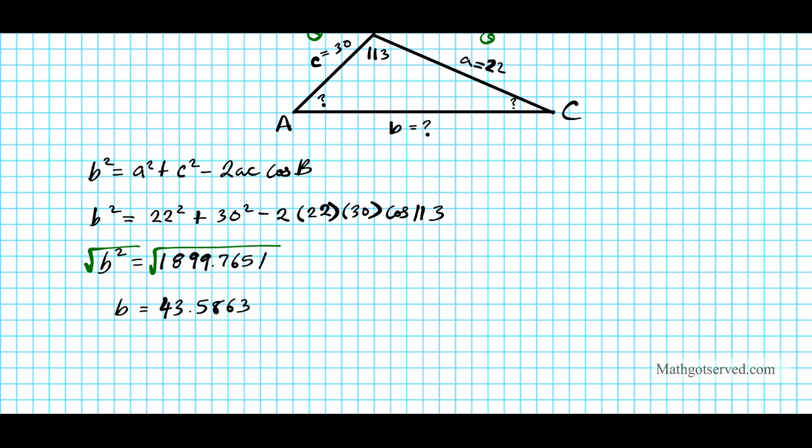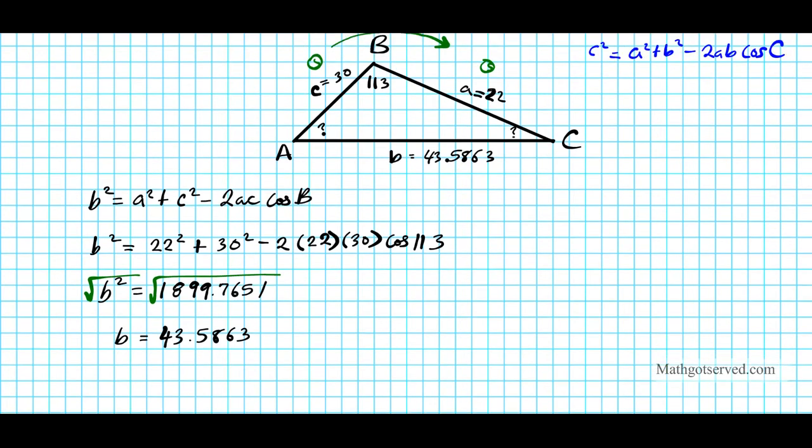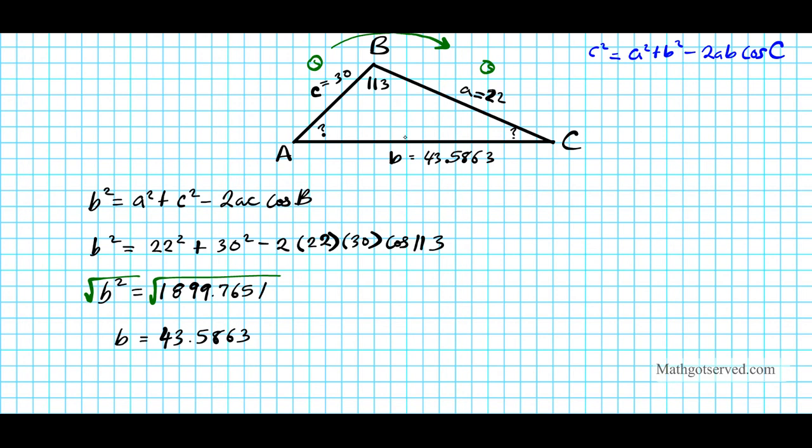So let's put that here. Side b is no longer a question mark. We know what it is now. Side b is 43.5863. All right, next, what are we going to look for? Now that we have a pair, big B and little b, we can now use the law of sines. Okay, so now we're going to use the law of sines. I should have written find little b here. So we're going to use the law of sines to find either big A or big C.